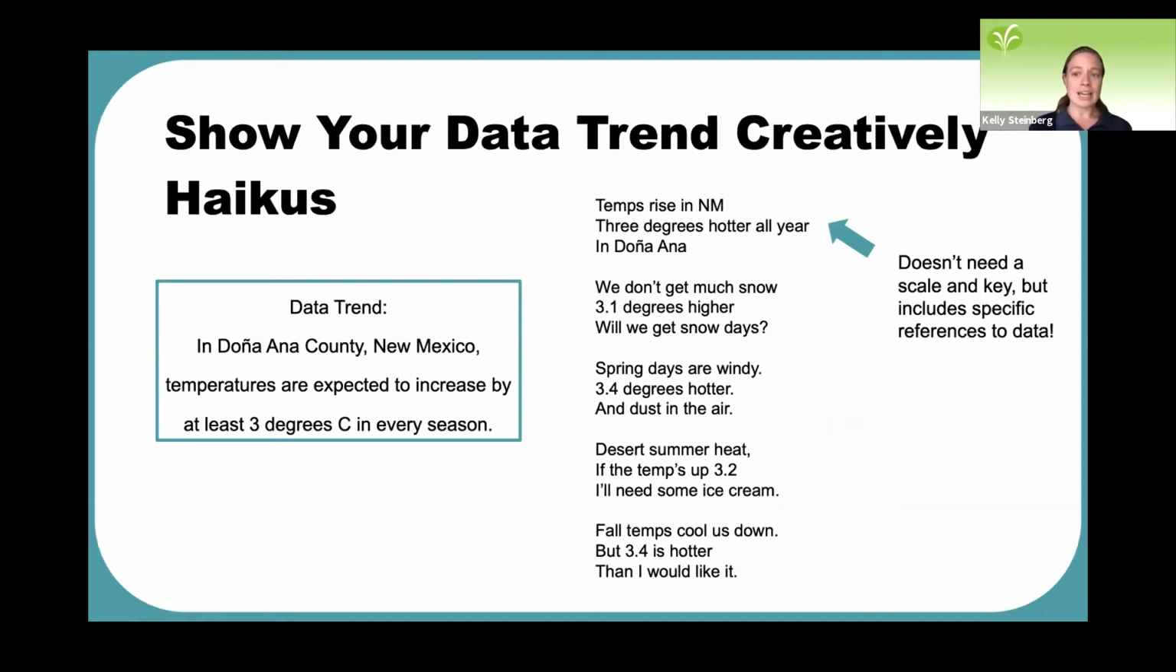I didn't need a scale or a key for this one, but I used the data itself in every haiku. So: temps rise in NM, 3 degrees hotter all year in Doña Ana. We don't get much snow, 3.1 degrees higher. Will we get snow days? I'll let you read the rest if you like. But the data itself, the numbers, are in the data trend or in the creative project.